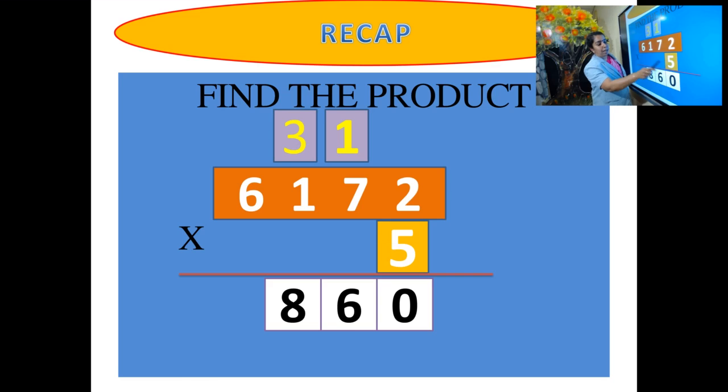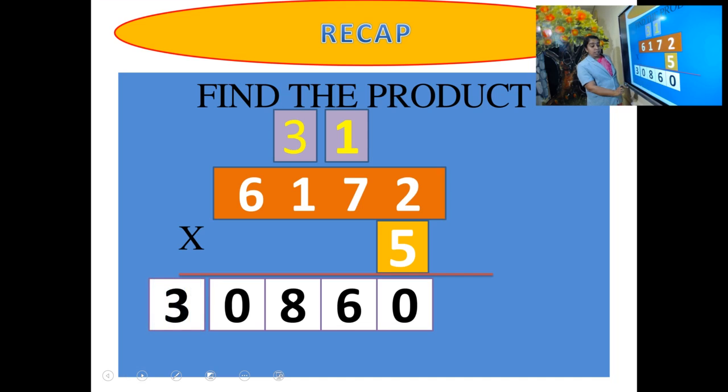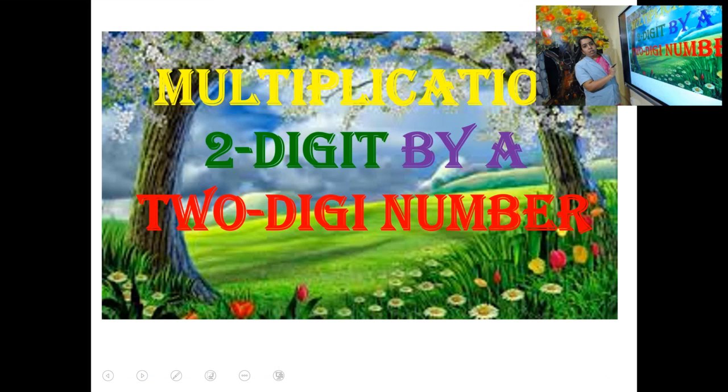You have to multiply 5 and 6. 5 sixes are, yes, very good, 30. So 0 in the thousands place and 3 in the ten thousands place.